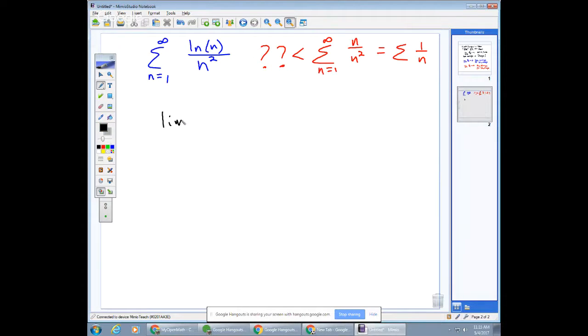So then I take the limit as n increases, and let's write it as this unknown guy in the top. So natural log of n over n squared divided by 1 over n. Multiplying by the reciprocal of the denominator gives me natural log of n over n squared times n over 1, and we get a wee bit of cancellation there.